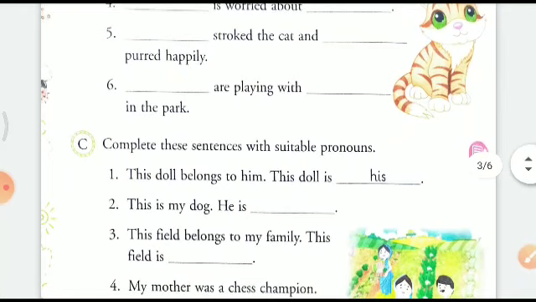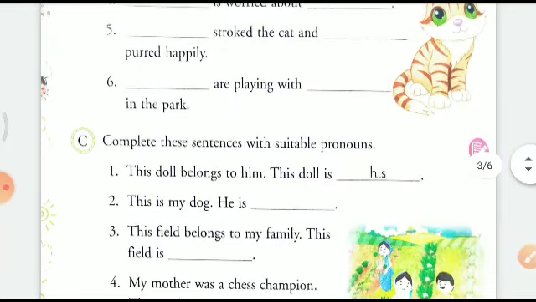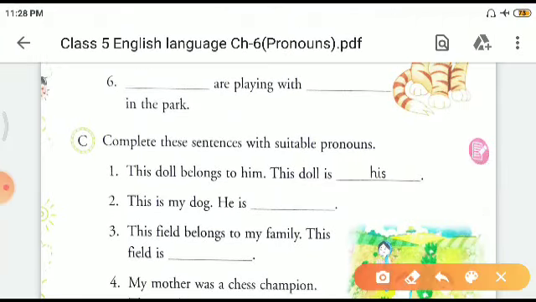Now we come to the C part. Complete the sentences with suitable pronouns. This doll belongs to him. This doll is his. This is my dog. He is, yes, he is what? You will write here M-I-N-E, mine.